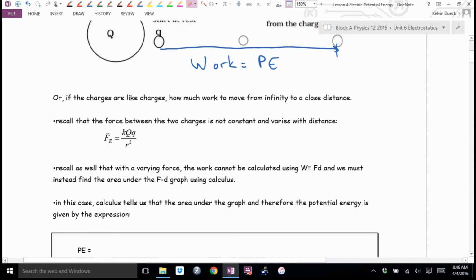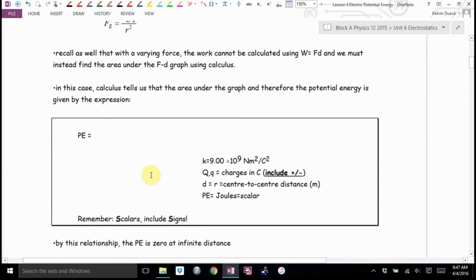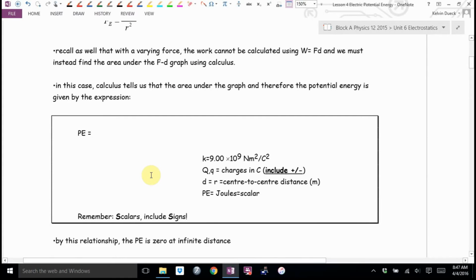Recall that the force between charges, much like the force of gravity, is not constant. It varies with distance. And also recall that with the variant force, we can't use force times distance for work. We had to use the area under a force versus distance graph using calculus. You know what? I could walk through the same argument, but you're going to see this. k Q1 Q2 over r. Where, remember, Jose, potential energy, don't write this down, but potential energy for gravity was big G, big M, little m over r.